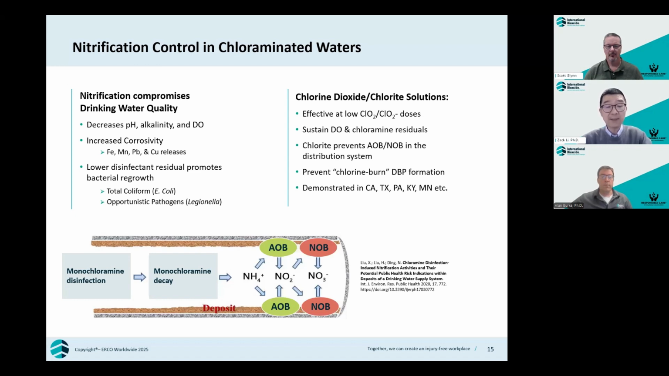Using chlorine dioxide can help maintain the stability of monochloramine by inactivating both ammonia oxidizing and nitrite oxidizing bacteria in the distribution systems. Chlorite, either as a byproduct from chlorine dioxide or direct injection into the distribution system, can further prevent the regrowth of ammonia oxidizing and nitrite oxidizing microorganisms. This application has been successfully used by many utilities in multiple states in the United States.